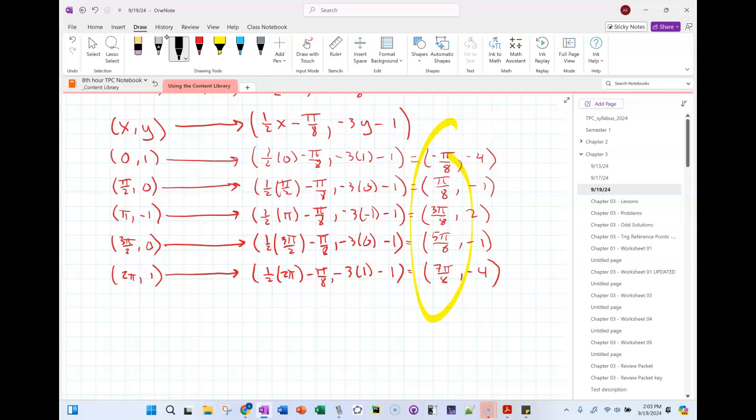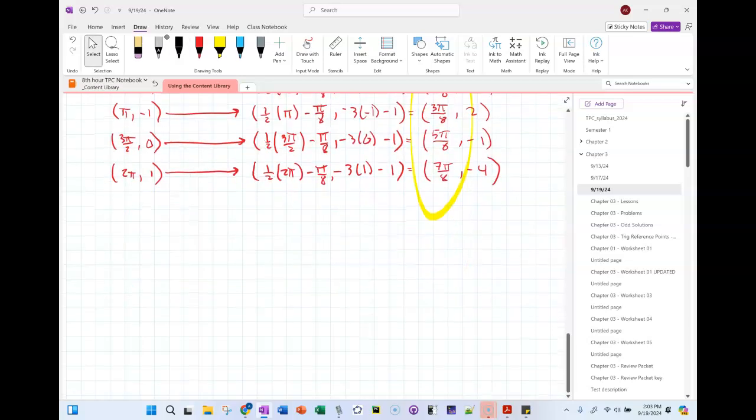2 pi? Well, pi over 8. You like that? So each tick mark is 1/8 of pi. So I can just count 1, 2, 3, 4, 5, 6, 7 or whatever. I love that. Let's do that.